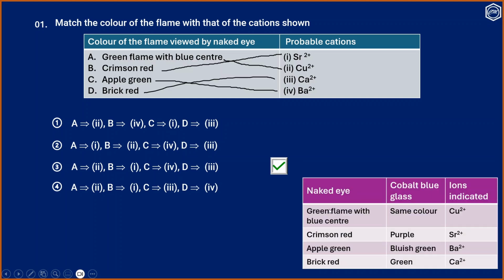So this is the table: naked eye, through cobalt glass, ions detected. Green flame with a blue center. With a cobalt glass also we get the same color, that is copper. Crimson red, and through cobalt glass it is purple, that is for strontium. Apple green with a naked eye, bluish green with a cobalt blue glass, that is barium 2 plus. Brick red with a naked eye, and through cobalt glass green, that is calcium 2 plus.